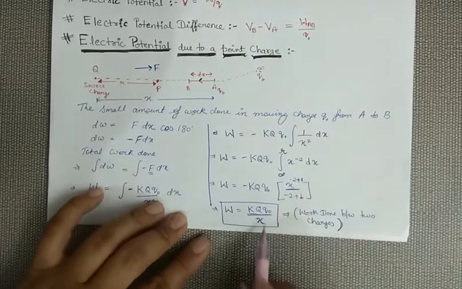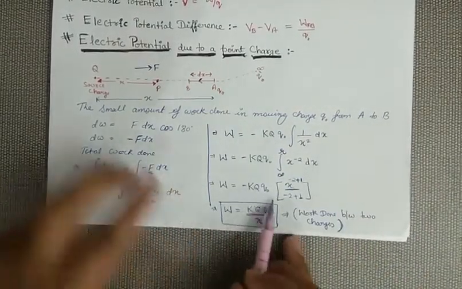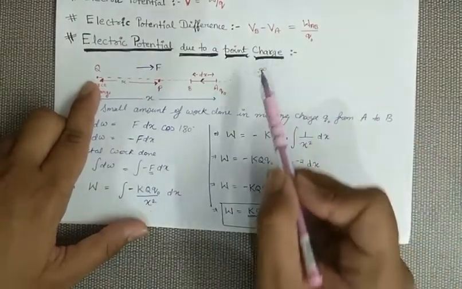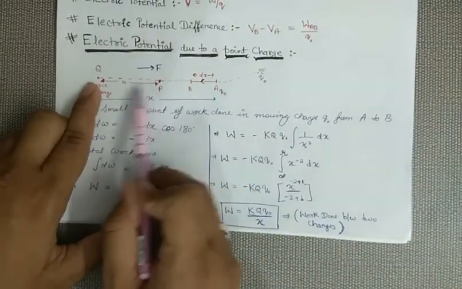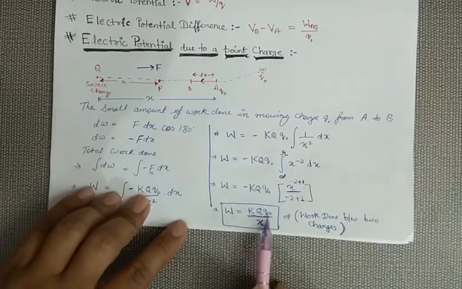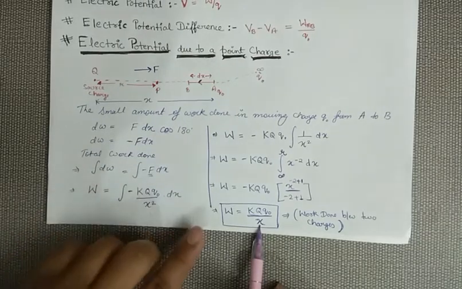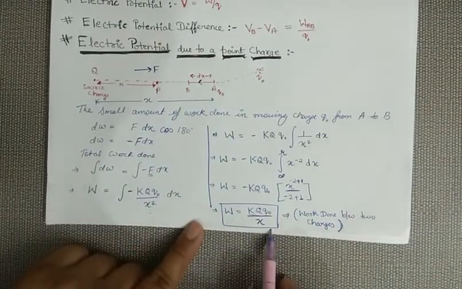You can also learn it as a potential energy stored between two charges. First charge is capital Q, second charge is small q. To bring this charge to a distance of small r, the amount of work I have to do is k times the first charge times the second charge upon x distance. Square is not there, keep it in mind. So I have just calculated the work done.